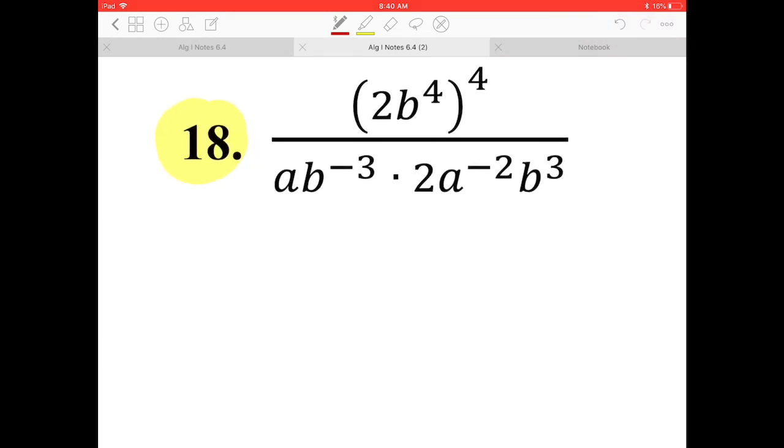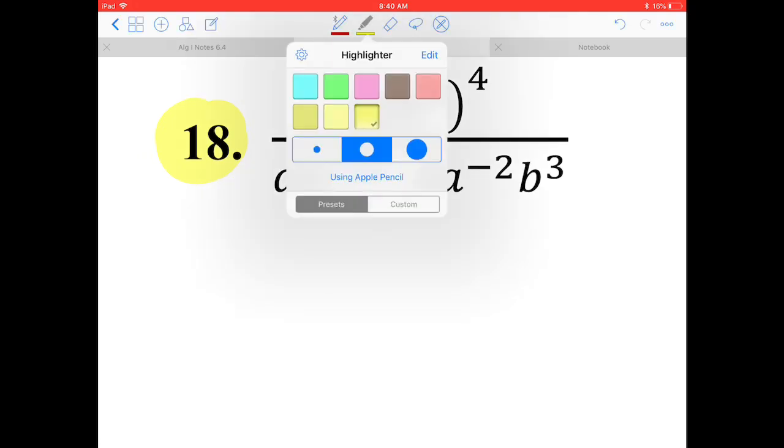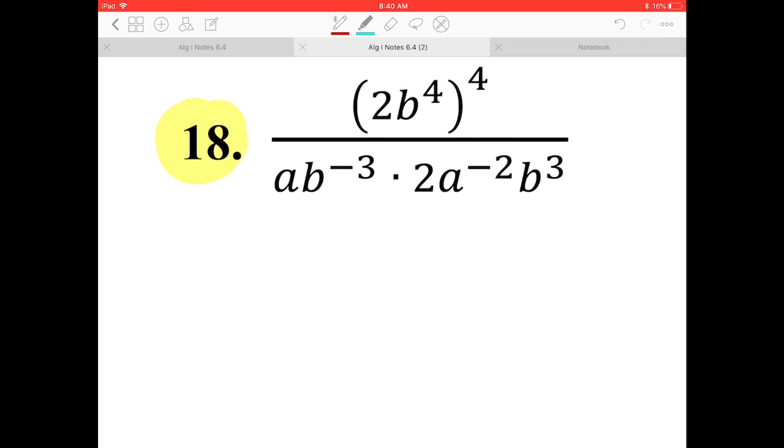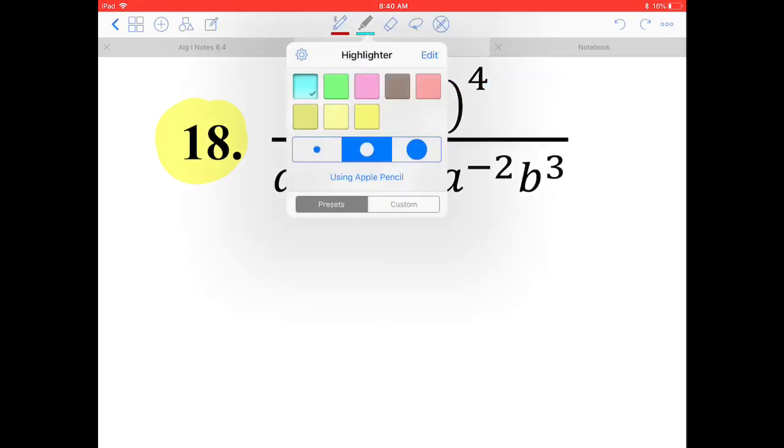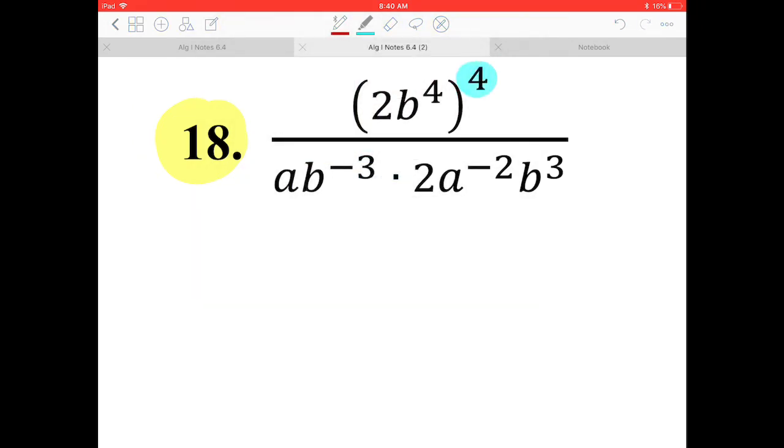Okay, one more. All right, 18. 18's a good one. It's a doozy. This is a little bit of everything, okay? So you've got your power property because there's a parentheses with an exponent here. So here's your power property. On the bottom, you have product property, multiplication.